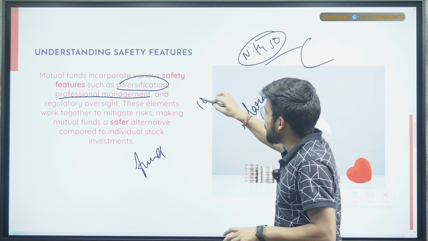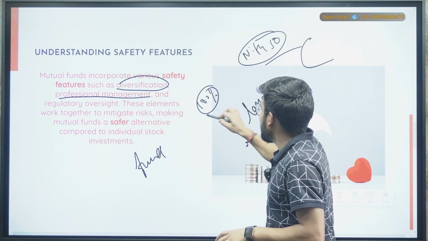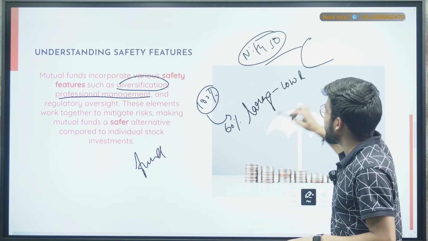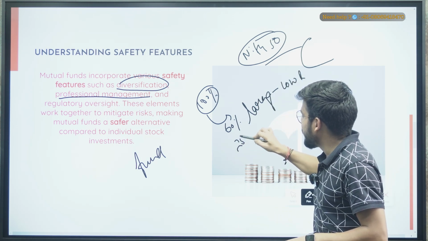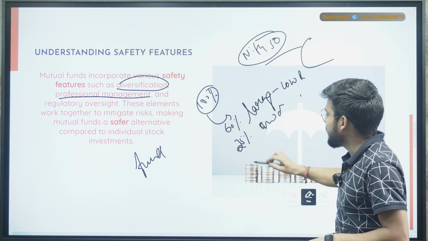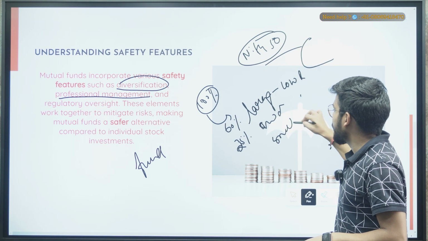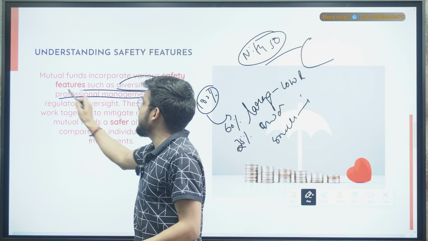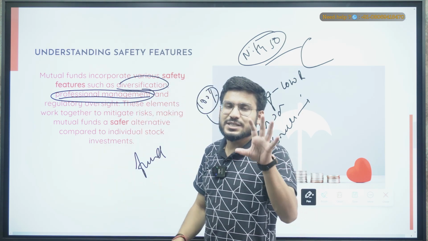For example, if he is having 100%, he will invest 60% in the large cap because of low risk. Then you can say 25% in mid caps, and the remaining ones in the small caps, because the small caps consist of large risk, right? So they are professionally managed. The management is very professional.